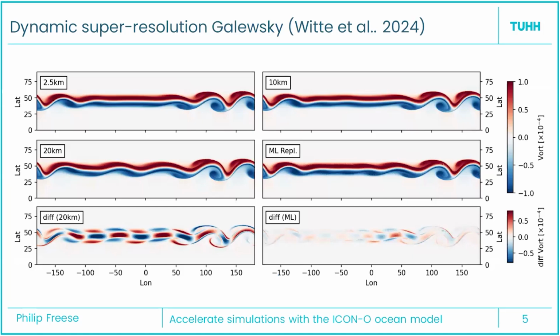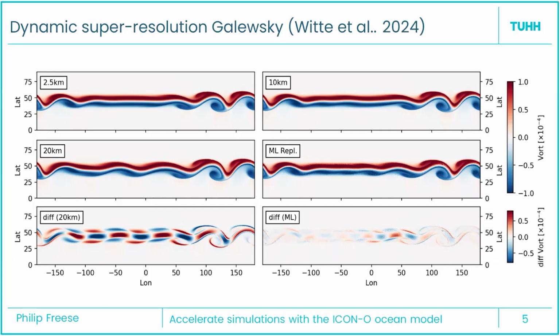Okay, and here are the results. First of all, take a look at the top left. This is the reference, 2.5 kilometer grid. Below that, middle left is 20 kilometers, and you can definitely see that already at 20 kilometers you have an onset of this instability in the middle region, which is not there in the 2.5 kilometer region, right? Then we have an intermediate solution, the 10 kilometer, and in the middle right, you see what happens if you have a 20 kilometer resolution and do this ML correction every 12 hours.